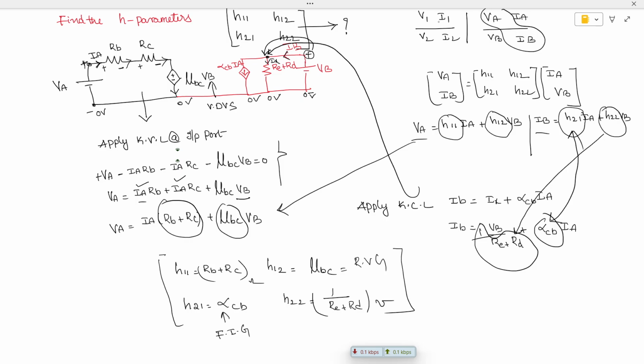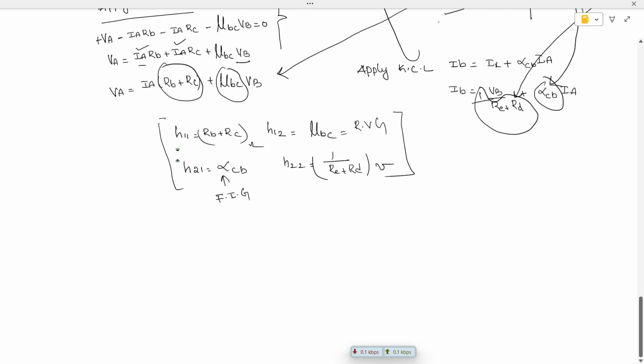So these are the values of the H parameters. Very simply, I applied KCL and KVL at the input port and output port, and successfully found the H parameters. First write down the KCL and KVL and express in the standard format. We know V1, I1, but I have written in terms of VA, IA as the input port, and VB, IB as the output port. Hope you are able to solve. If you just watch this video directly, you will not get the content. Write down the given problem, solve on your own and verify with the answer. Hope you understood the problem.